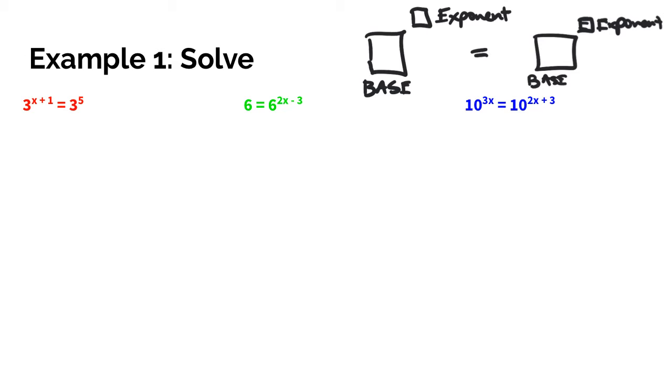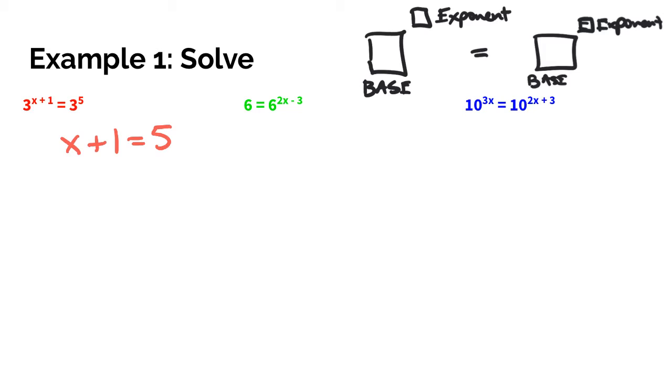So the way we're going to set this up is this. As long as our bases are the same, so here I have a base of 3 and a base of 3 over here, what I'm trying to do is just figure out what value of x I would plug in there to make this exponent on the left side the same as the exponent on the right side. So to set this up, I'm going to ignore the bases and simply look at the exponents.